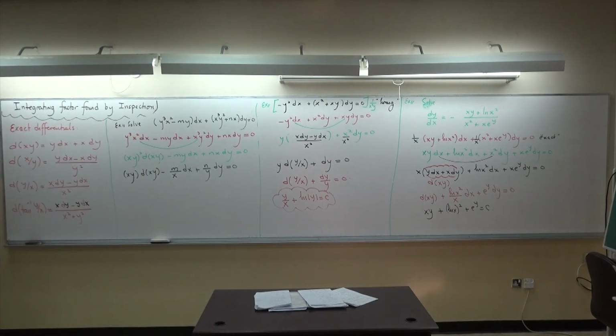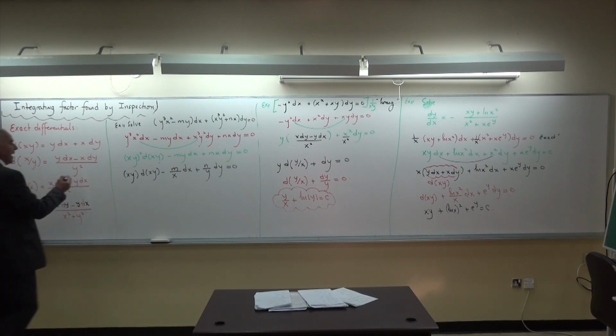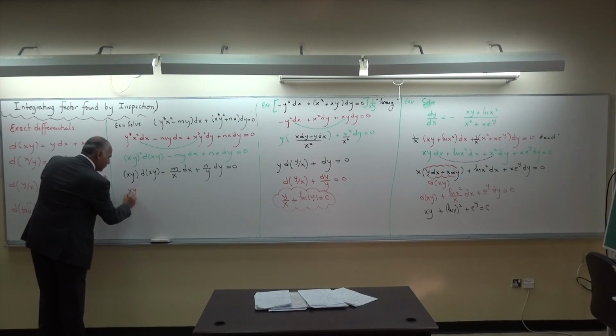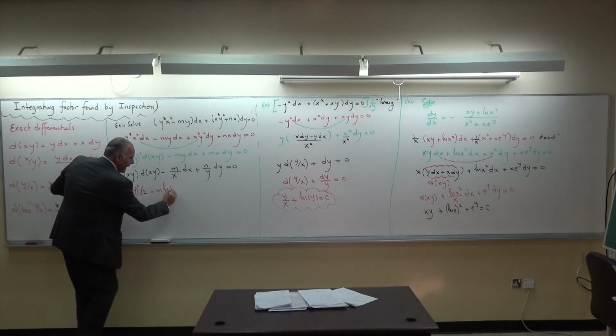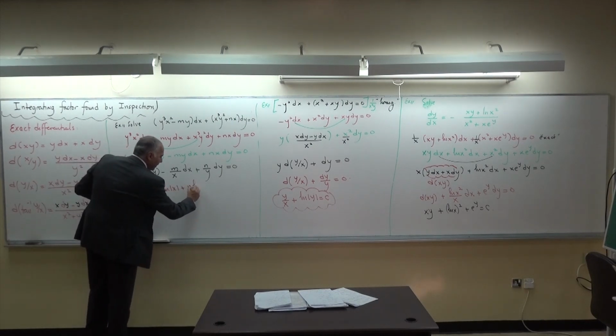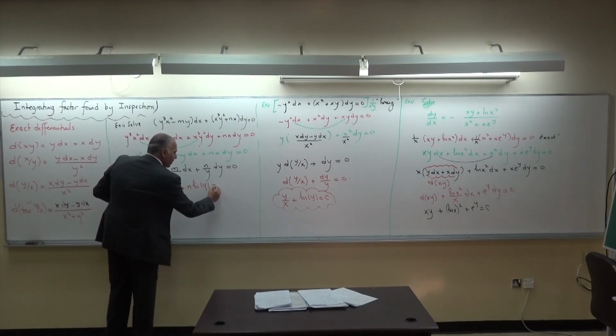So the integrating factor for such a problem is what? 1 over xy. So when I integrate this, it gives me (xy) squared over 2, minus m ln x plus n ln y equals c.